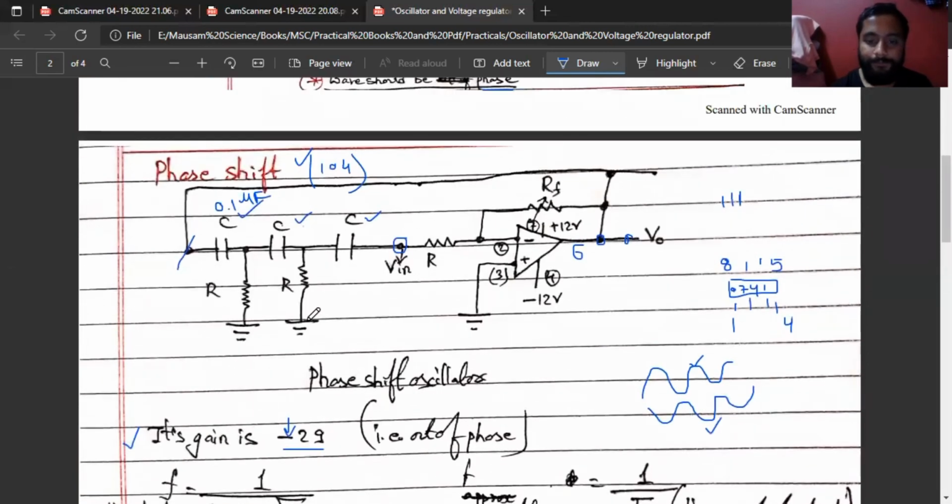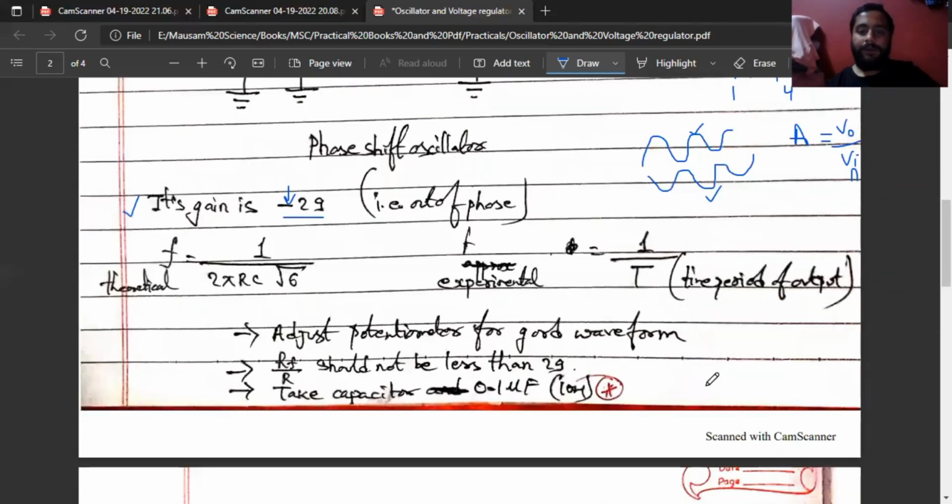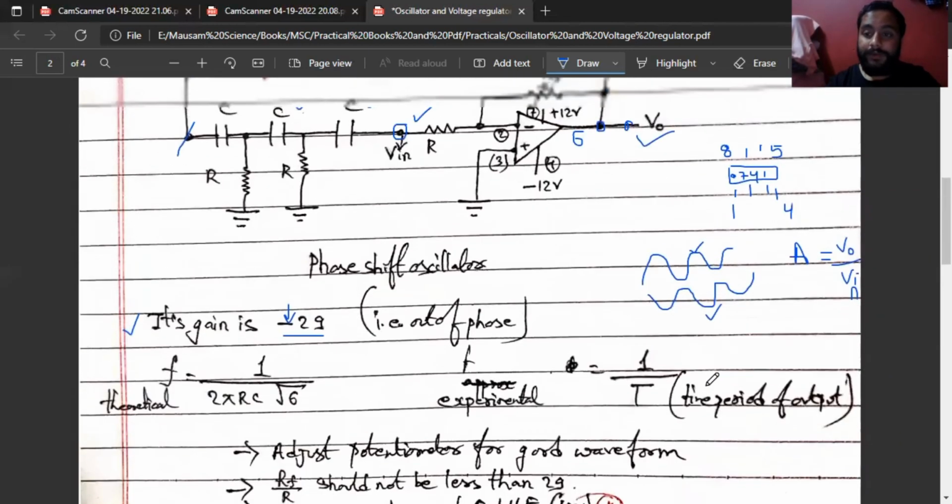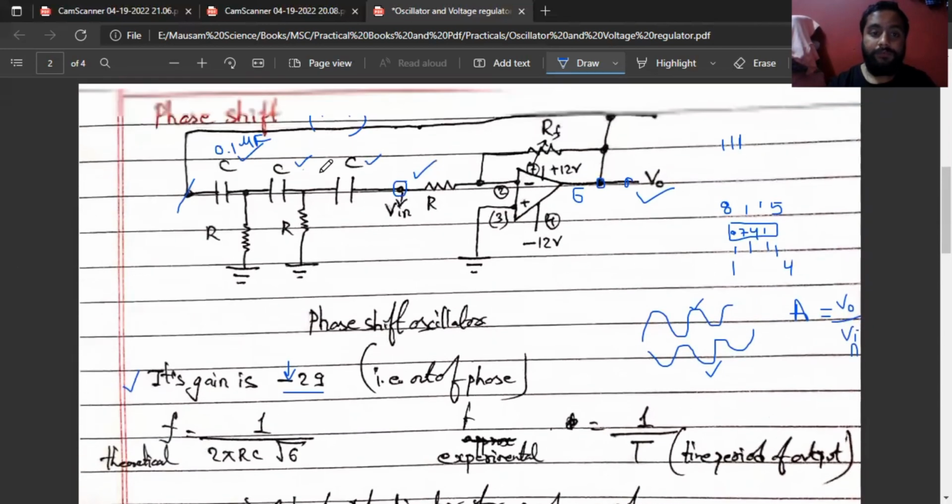How to calculate the experimental gain? We need to calculate the voltage output and the voltage input, and we know the formula for gain, that is V output by V input. By this way, we can calculate this voltage. I hope I made it clear. By that way, we need to calculate for 3 different values of resistance.